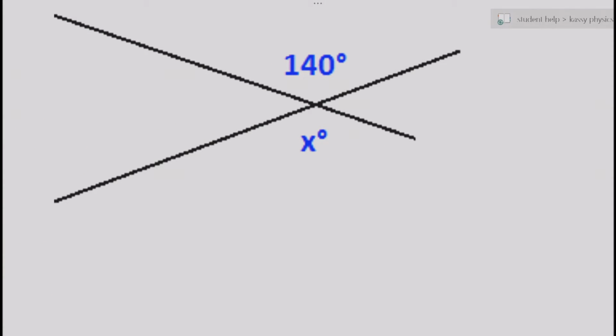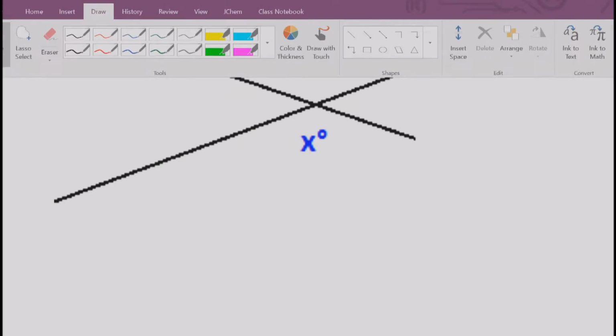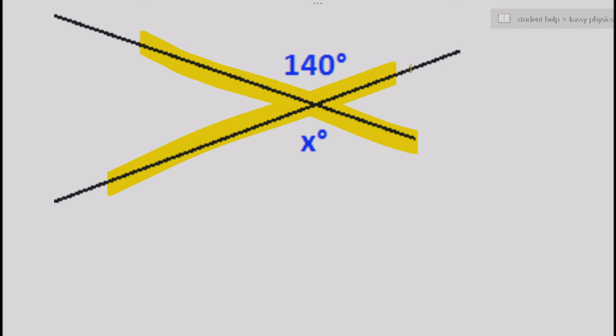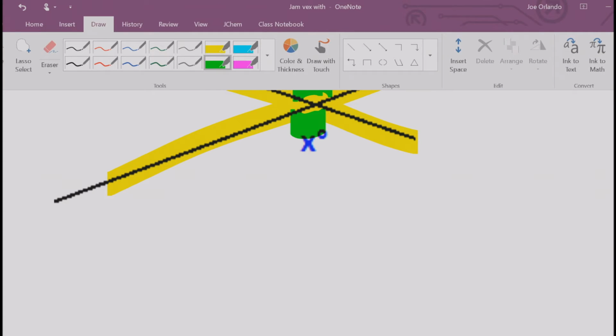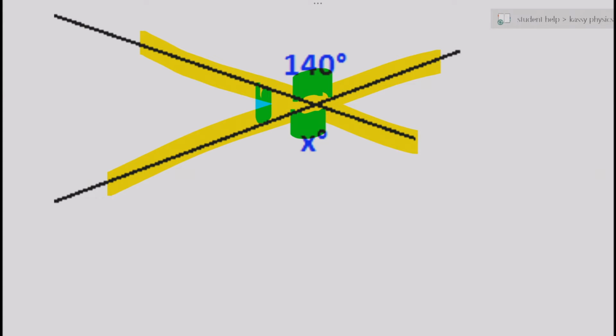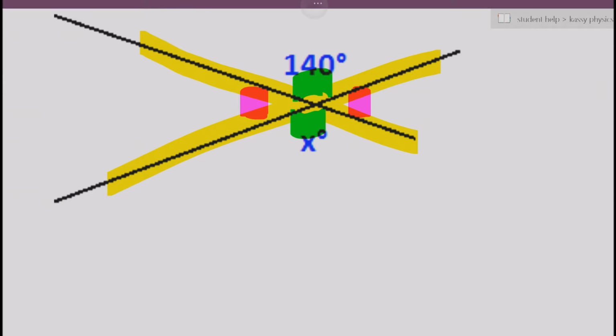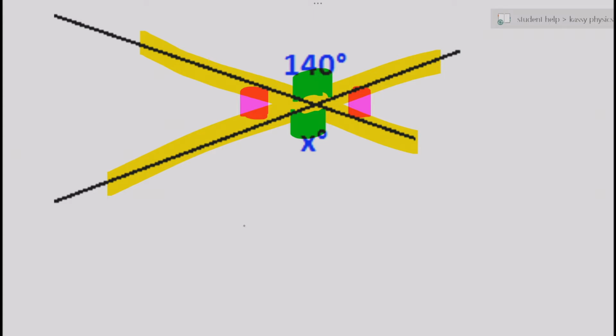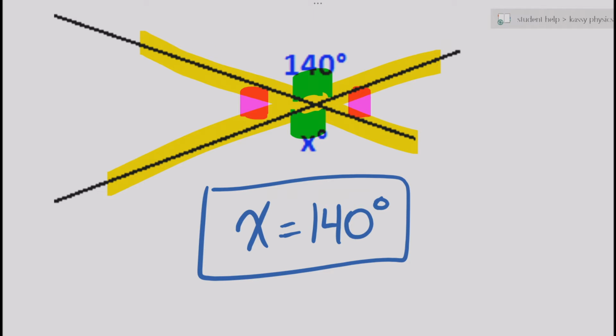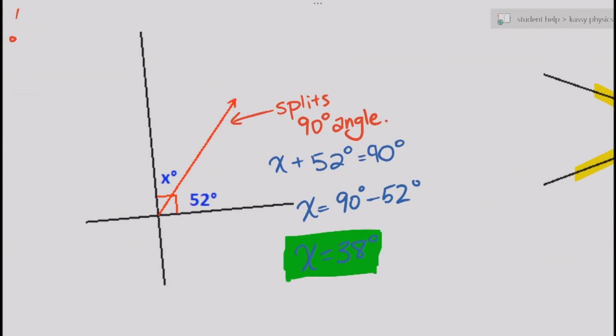Over here, we have what's sometimes called an X pattern. It's the opposite angle theorem. But basically, these don't have to be parallel or perpendicular or anything like that. When two lines cross, these two angles are equal to one another. Oh, that was a poor color choice. And these two angles are equal to one another. The angles opposite from one another are always equal to one another. So that must mean in this case that x is equal to 140 degrees. There it is.